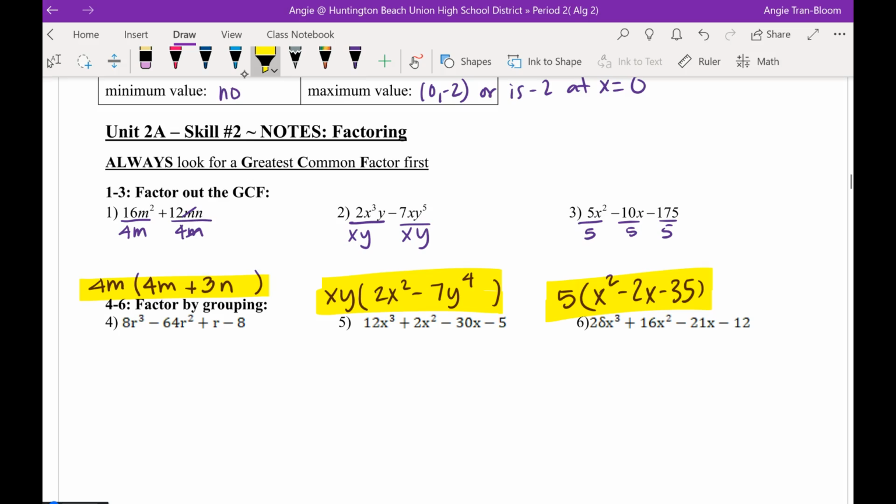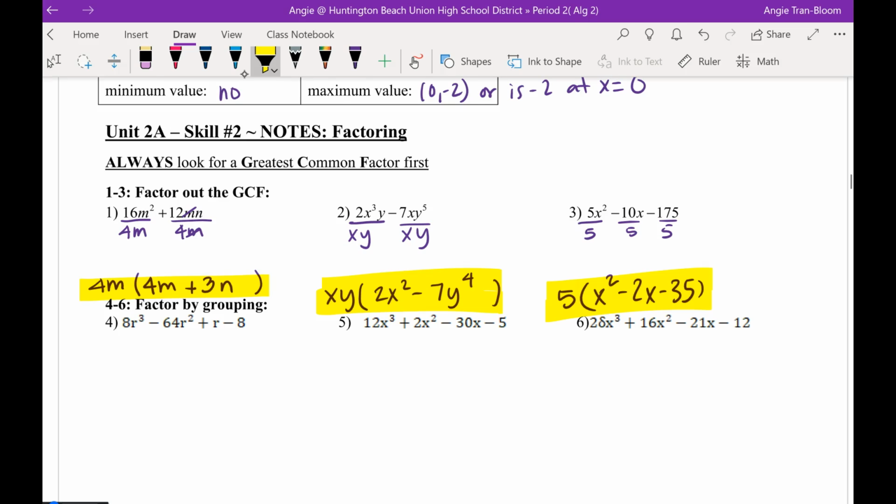Okay. So number 4, factor by grouping. That means you should have 4 terms in there. Do we have 4 terms? Perfect. Do we have a greatest common factor? Yes or no? I hear yes and I hear no. Those people who said yes, what can we take out? Does that have an 8? No. Okay. Do they all have an R? No. So there is no greatest common factor besides a what?